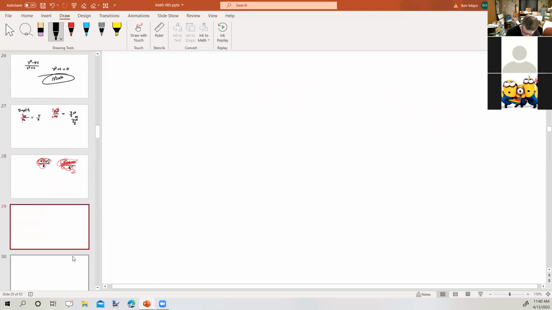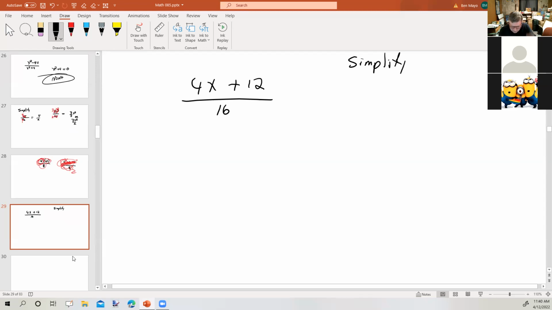Let's say I've got this problem. 4x plus 12 over 16, and the directions say simplify. So my question is this: can I reduce the 4x over 16? The answer is no, for the same reason it was no here, because this is not a factor of the entire numerator. Likewise, I can't reduce those because 12 is not a factor of the entire numerator.